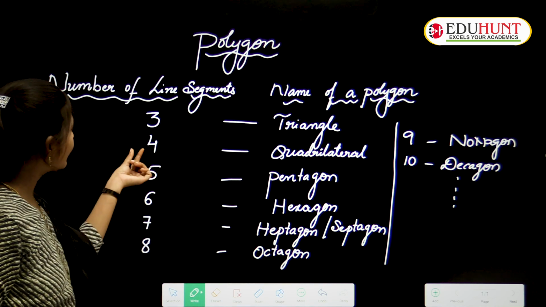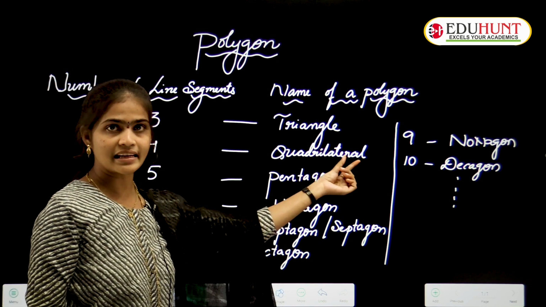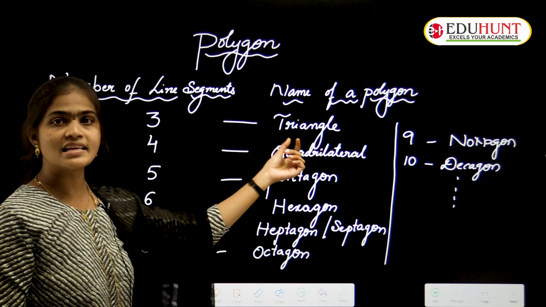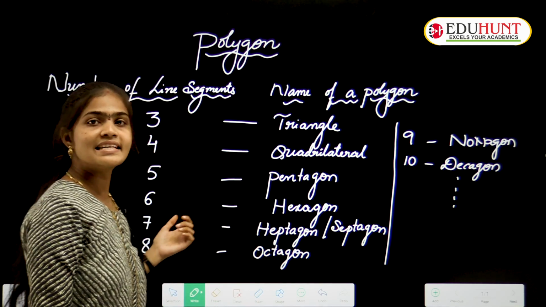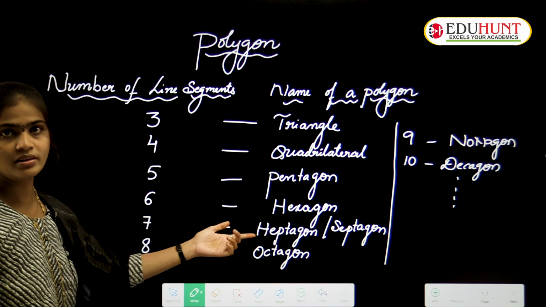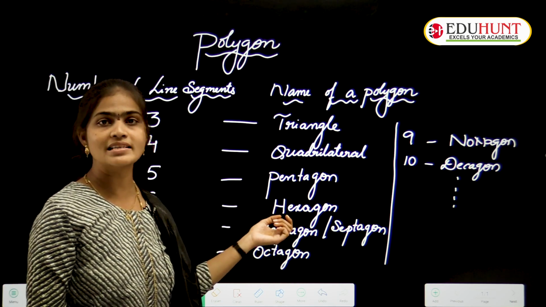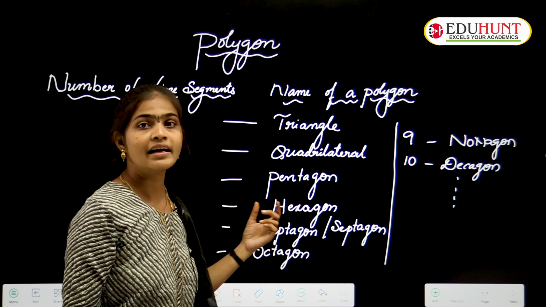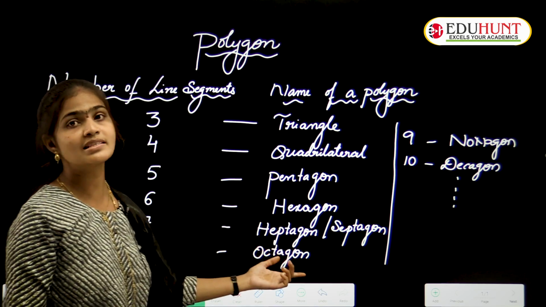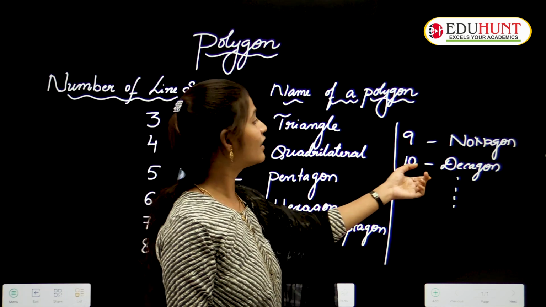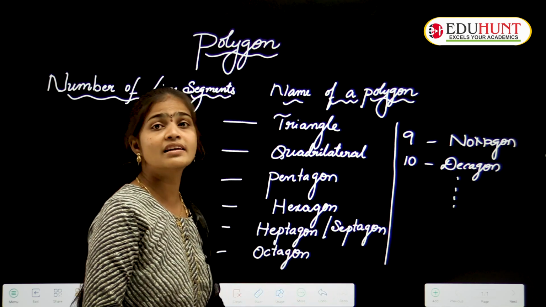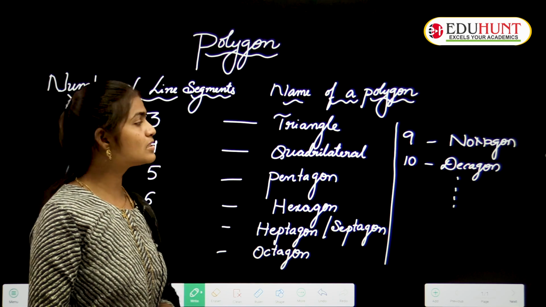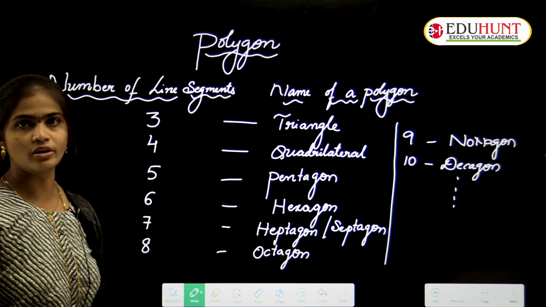So a 3-sided figure we call a triangle. 4 sides means a quadrilateral. 5 sides means a pentagon. 6 sides means a hexagon. A 7-sided figure is known as a heptagon or septagon. An 8-sided figure is known as an octagon. A 9-sided figure is known as a nonagon. A 10-sided figure is known as a decagon. These are all the names of polygons.